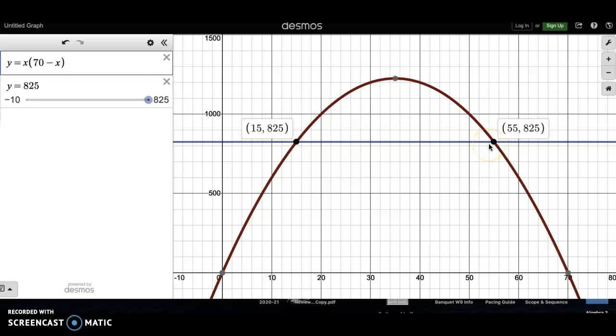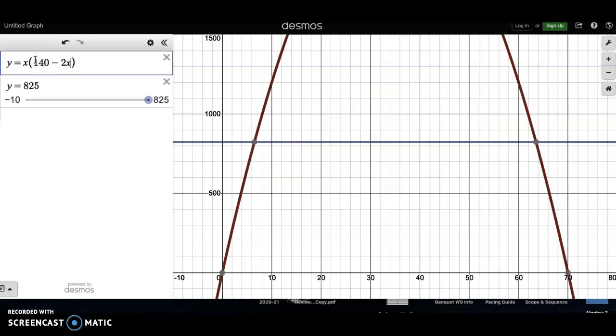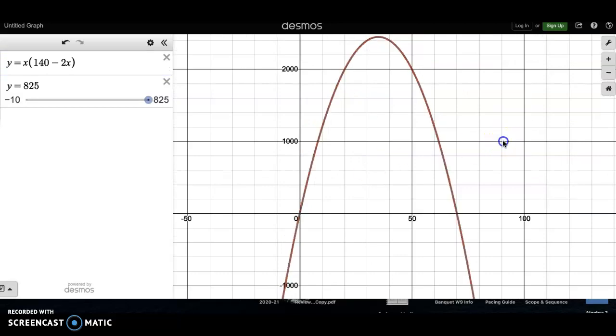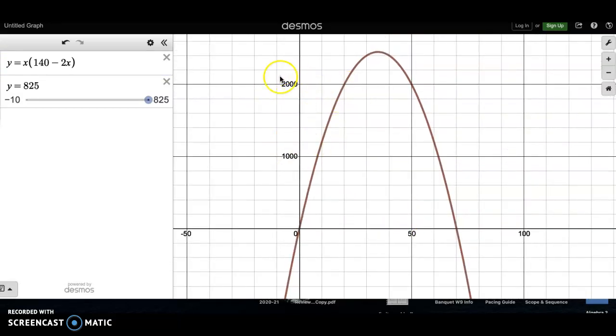In part E, I'm reconsidering my equation so that my 140 is only used to fence 3 sides. So my equation switched a bit. I'm going to edit this equation to say x multiplied by 140 minus 2x, and I can see that my area has potential to be larger, and I'll go ahead and keep this window. That's workable. And you can see by changing the restrictions and only having to fence 3 sides, we have the potential for a much greater area in our garden.